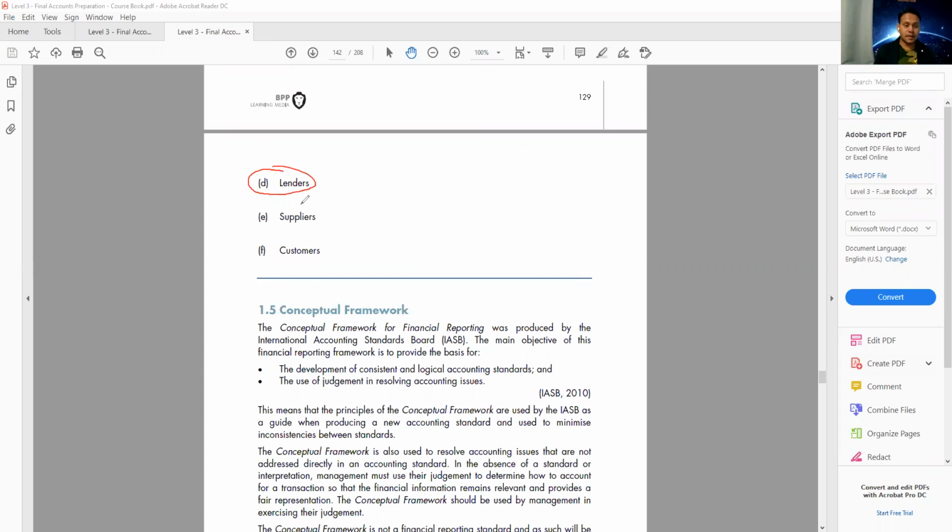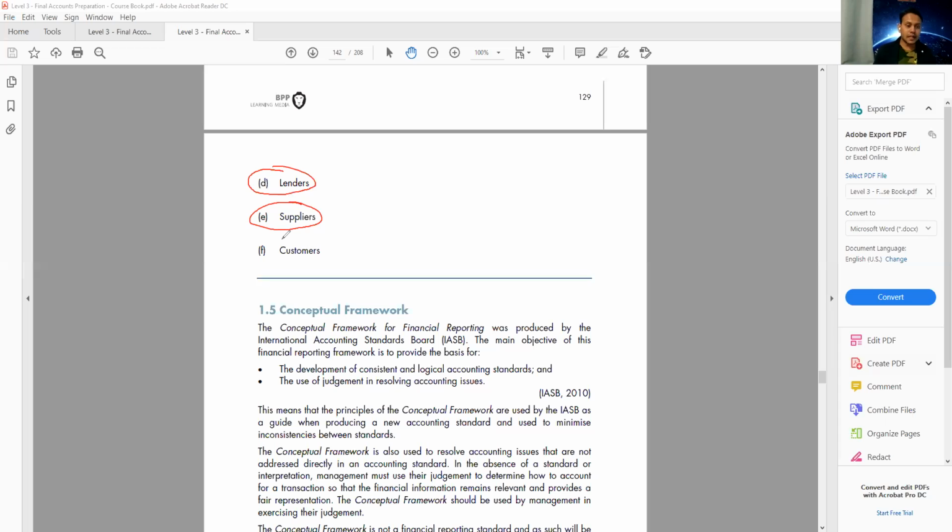Then we have suppliers. Same thing, suppliers want to see that anything we buy from them on credit, we can pay them back. Because in business, most of the time we purchase on credit. We don't pay anything upfront. So they want to see we can pay them their money. So that's very, very important for them to look at the financial statement.